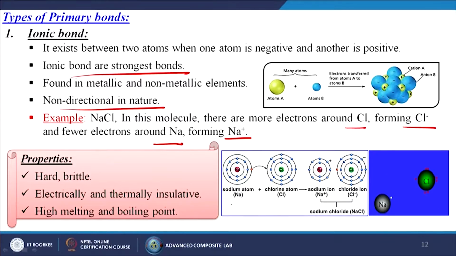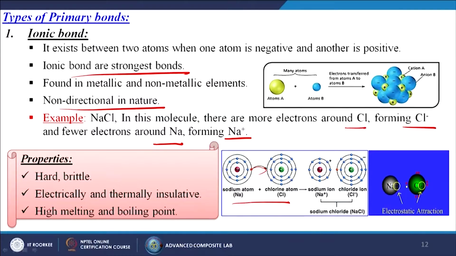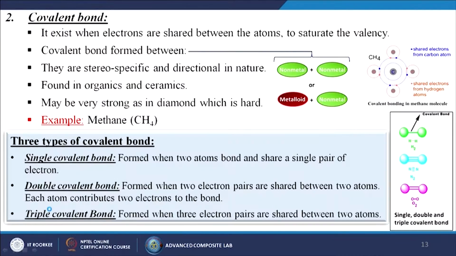In this particular case, when sodium is reacting with chlorine, the excess electron jumps onto the chlorine atom, and sodium becomes Na plus and chlorine becomes Cl minus. So, it is like that. Between Na plus and Cl minus, electrostatic attraction takes place. What are the properties? It is very hard, brittle in nature, electrically and thermally insulative, with high melting and boiling point.